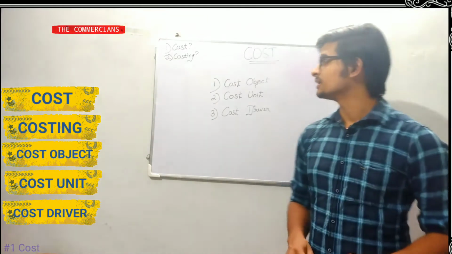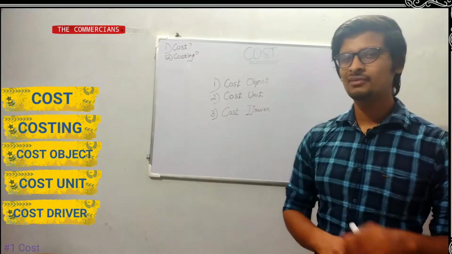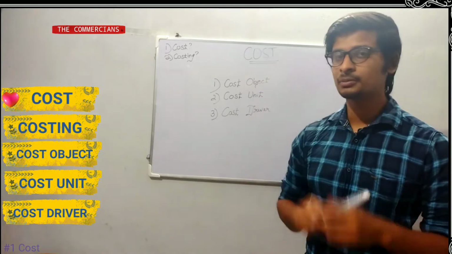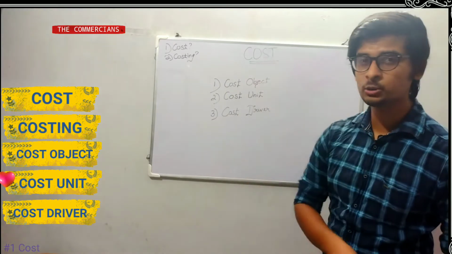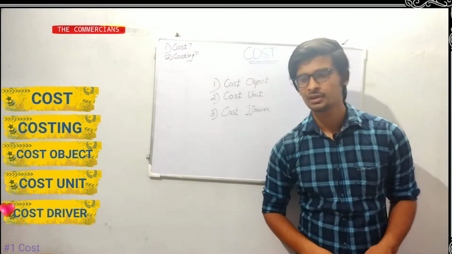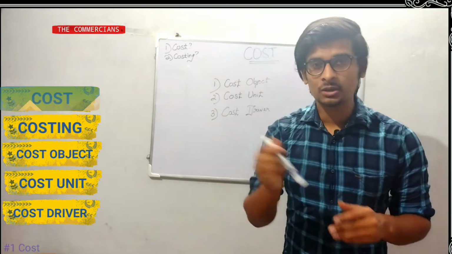Let's now start the first chapter of cost. We will learn just 5 simple things: what's cost, what's costing, what's a cost object, what's a cost unit, what's a cost driver. Up to this foundation level, what did we learn as a cost?